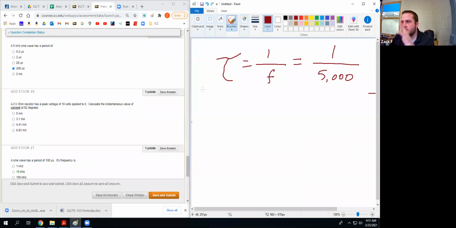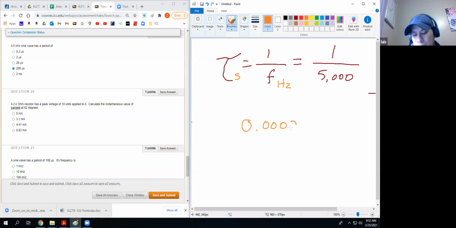On all these formulas, you just gotta make sure you keep your units the same. This formula, T, would be the period in seconds, and the frequency would be in hertz, right? So if I put 1 divided by 5, I'm not gonna get the right answer. It would be 1 divided by 5,000, which gives you a number that looks like 0.0002. Yeah, that's 200 micro, E minus 6.